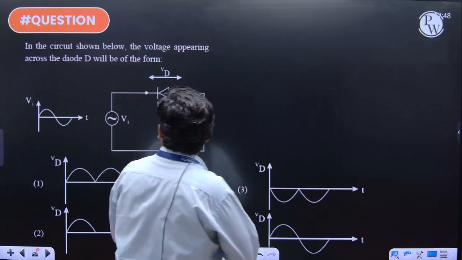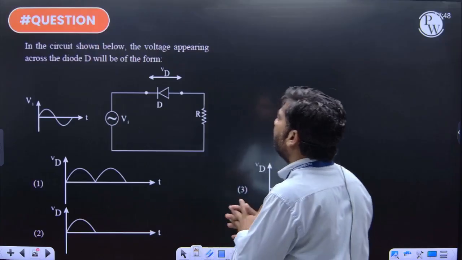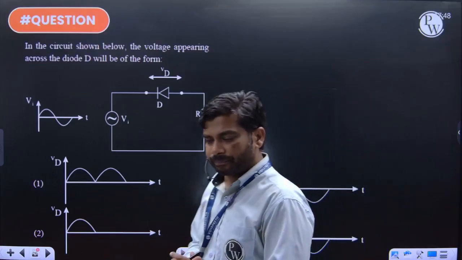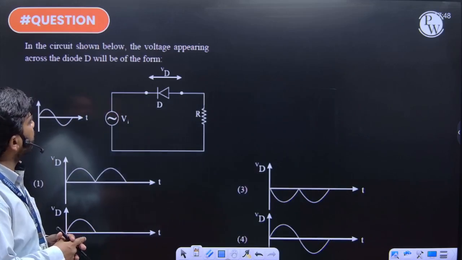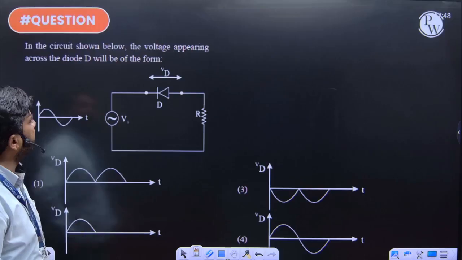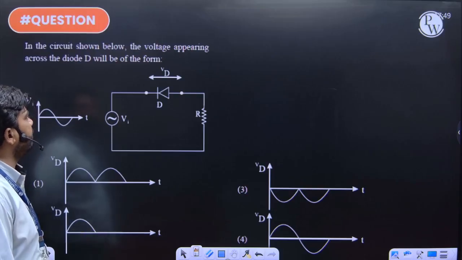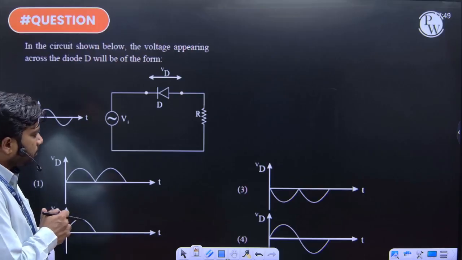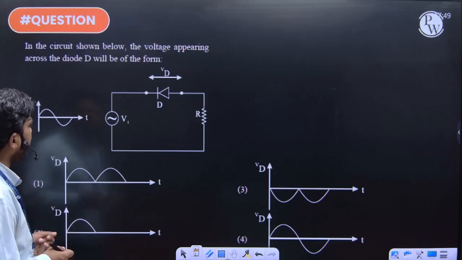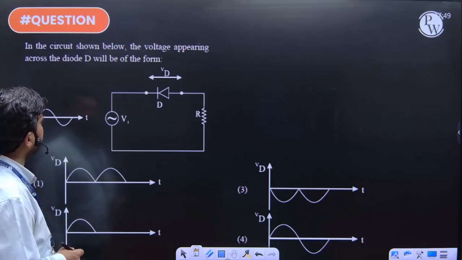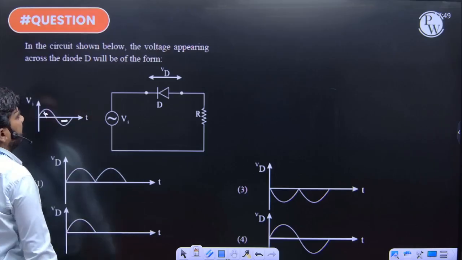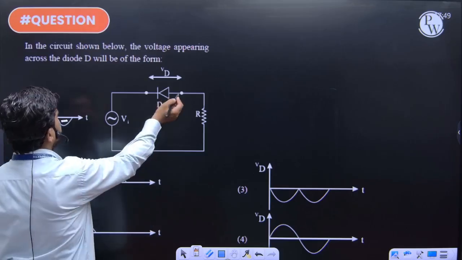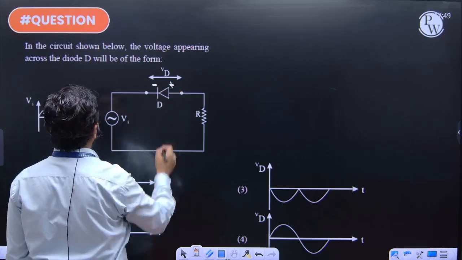In the circuit shown below, the voltage appearing across the diode D will be of the form, right? See this one? In the circuit shown below, the voltage appearing across the diode D will be of the form. Which form will it be? You are giving this input. This one is positive cycle, this one is negative cycle. So this one is negative, this one is negative, this one is positive, right?